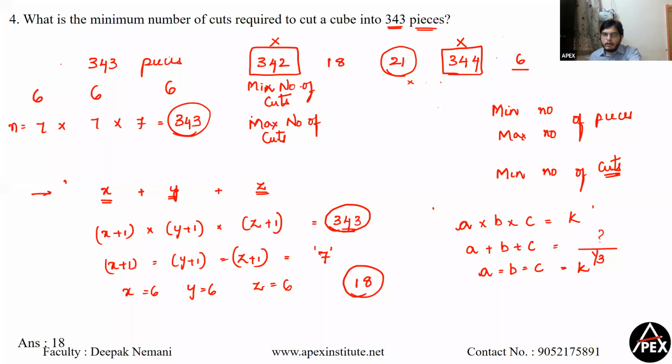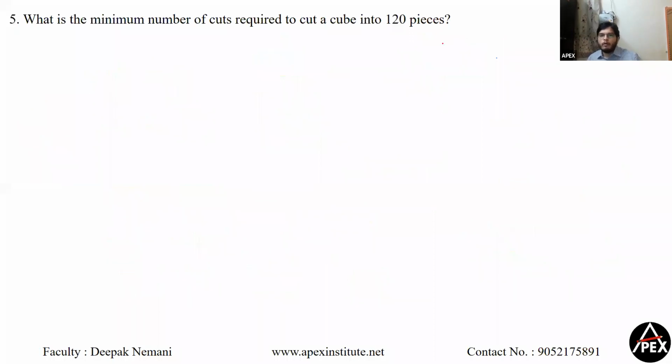Okay, so we need the minimum value of x plus y plus z, not x plus 1 plus y plus 1 plus z plus 1. So x plus 1 is equal to 7, y plus 1 is equal to 7, z plus 1 is equal to 7. So the value of x is 6. Is your doubt clear? Seven, so what will it be? It will be 6. Yeah. Moving ahead.